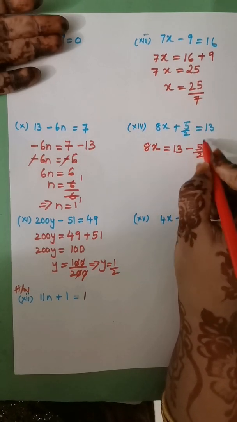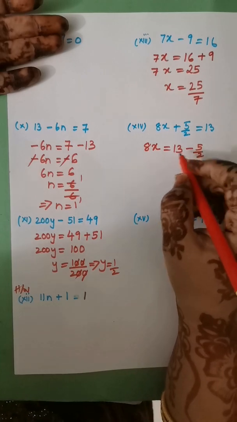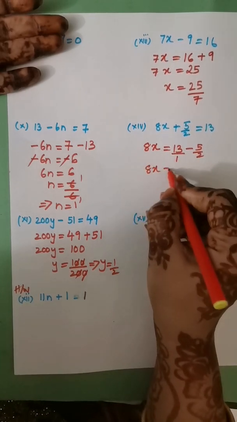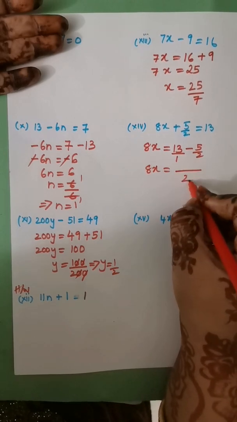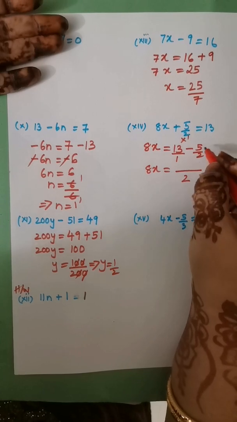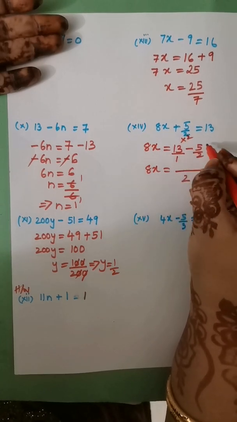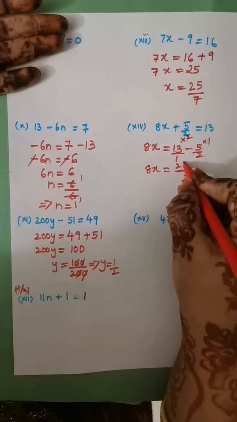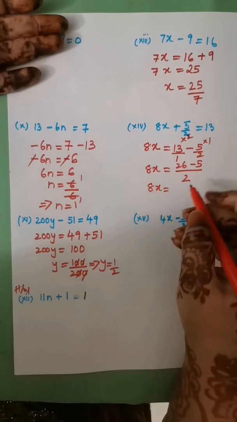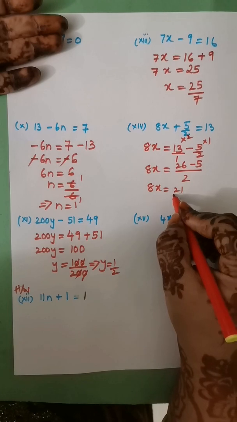Now here what you have to do, how to solve this, you have already learned this. Nothing is there means 1. You have to find the LCM of 2 and 1, which is 2. See the denominators, here into 1, here into 2, here into 1. 13 2s are 26 minus 5. 8x is equal to 26 minus 5 is 21 by 2.